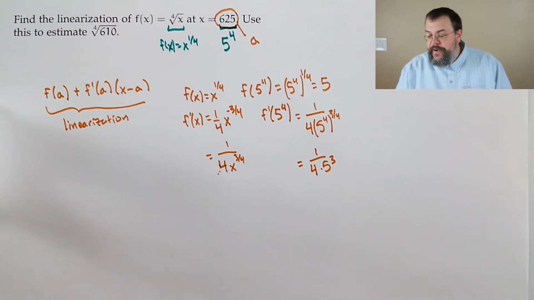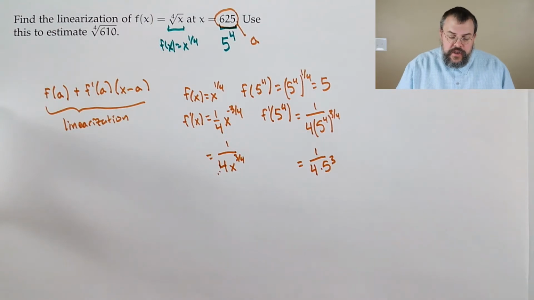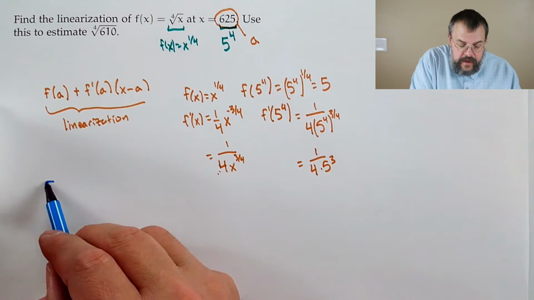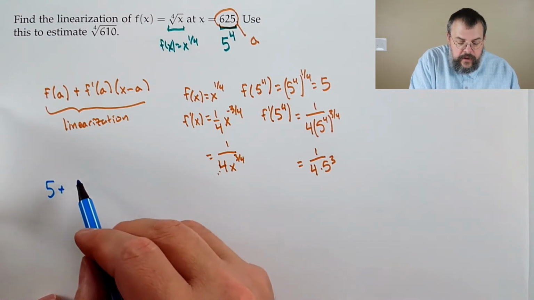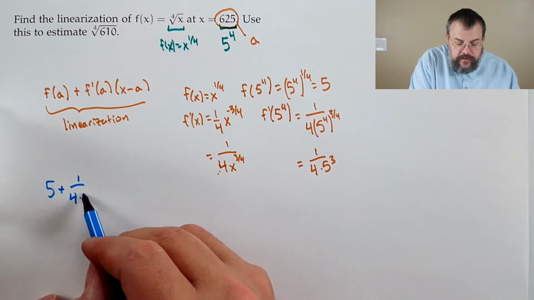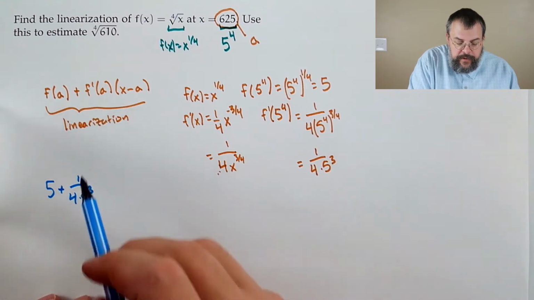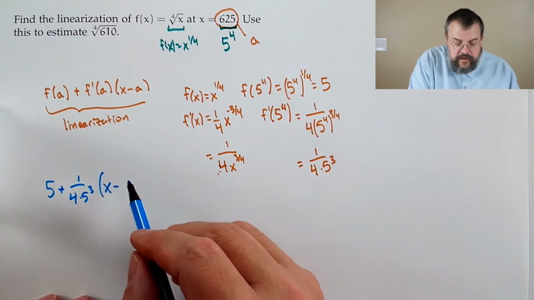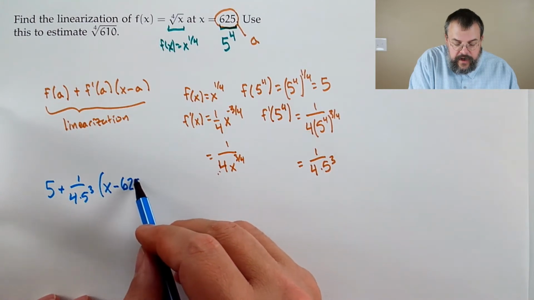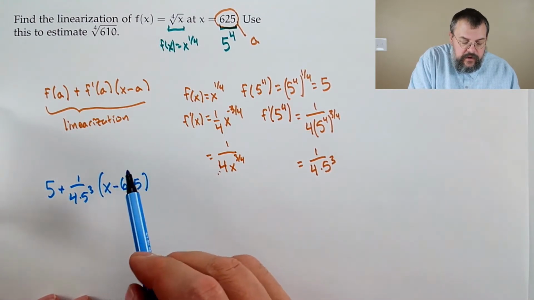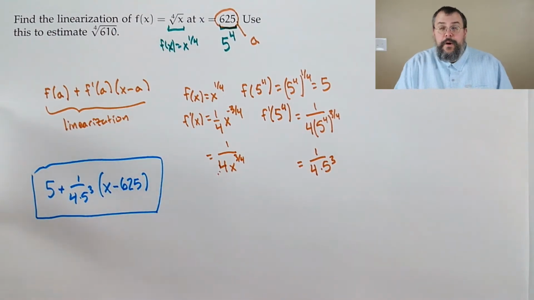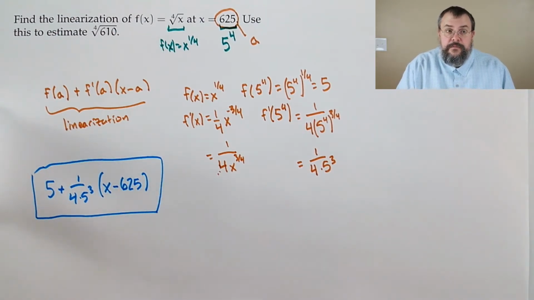All right, so we've now found our pieces. So we can say what our linearization is. We just plug these pieces in. We take 5, and then we add to that 1/4 times 5 cubed. That's our f prime of a, times x minus 625, because that was our a. So there's the first piece that we were after. We were after the linearization.